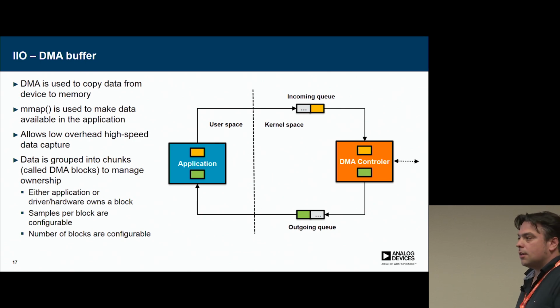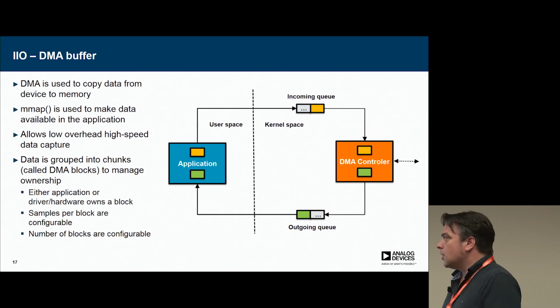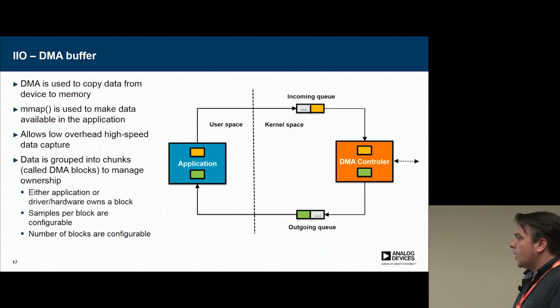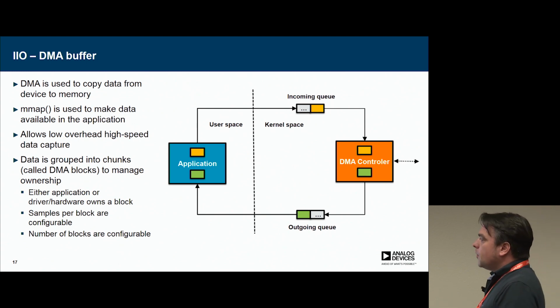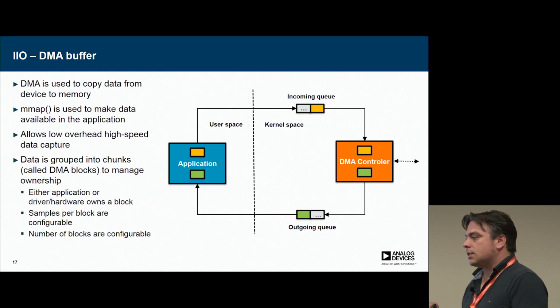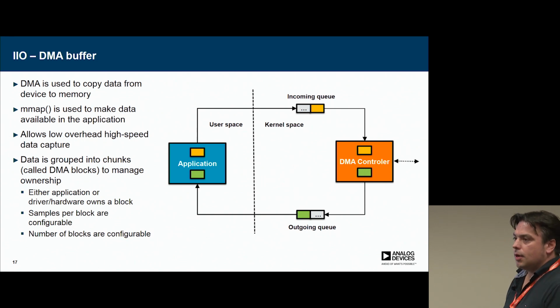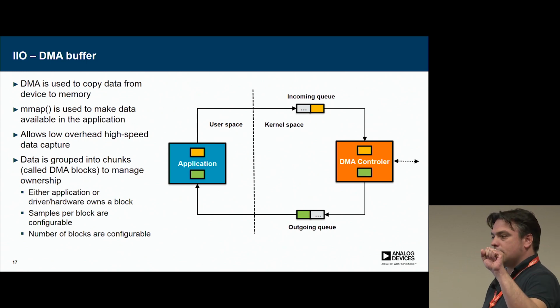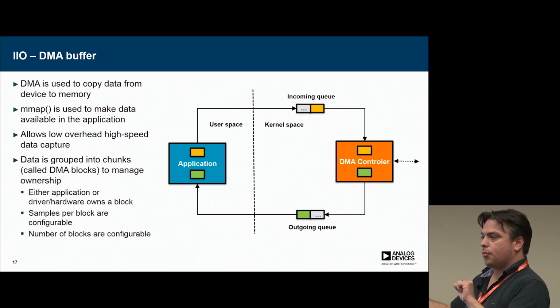For SDR, the typical thing is a DMA buffer because everything needs to be really fast and with very low overhead. The DMA buffer basically uses direct memory access to transfer data between the device and the memory. And once it's in the memory, user space uses something called mmap to map the physical memory into the virtual address space of the application. And it's not a copy action, it's basically just some pointer action.